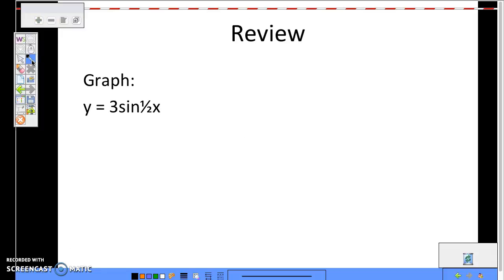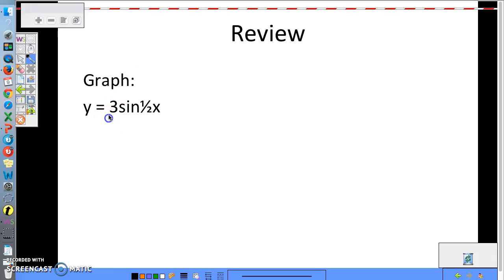If you remember yesterday, that number before, that's our amplitude. So our amplitude is 3. And then our period is 2 pi, and we divide it by the value that's right before that x. So 1/2. And we know this is 2 pi times the reciprocal. So our period is 4 pi.